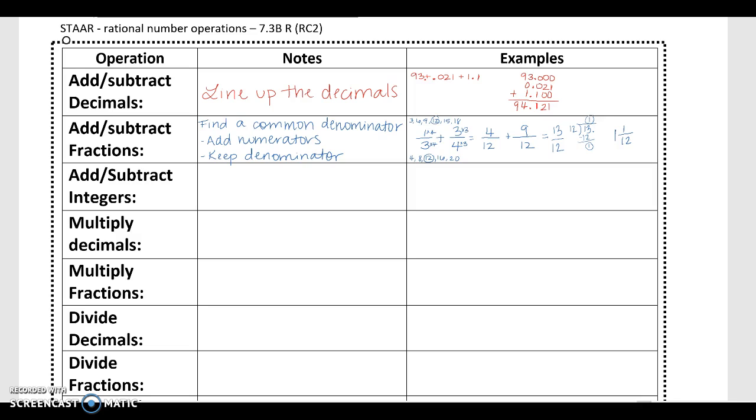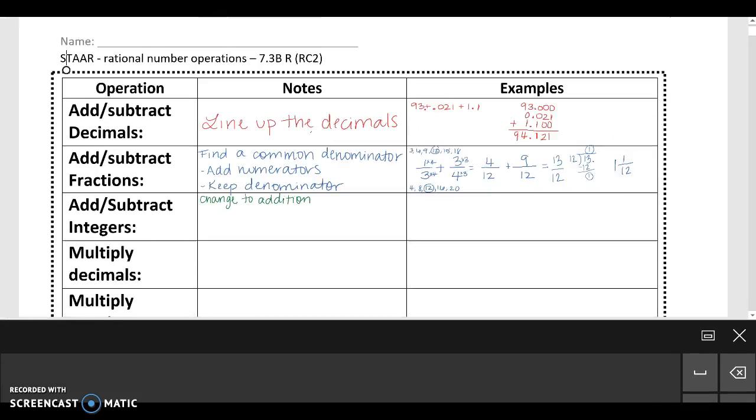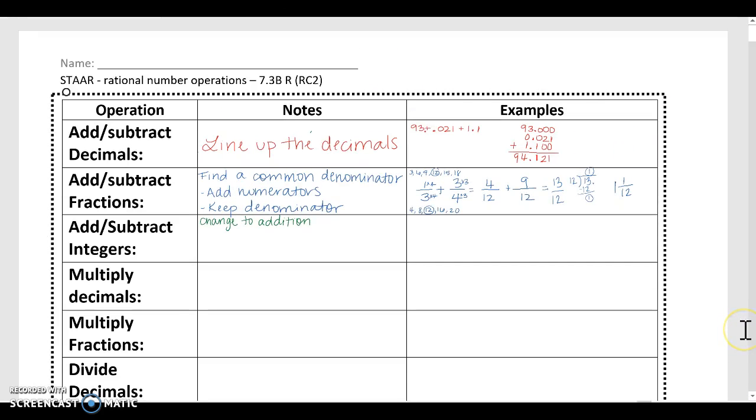Okay, next situation is adding and subtracting integers. So always, if it's subtraction, you're going to change it to addition. And if it's addition, you're going to keep it as addition. So change to addition. And you can do that either by drawing two lines or doing the boom boom.